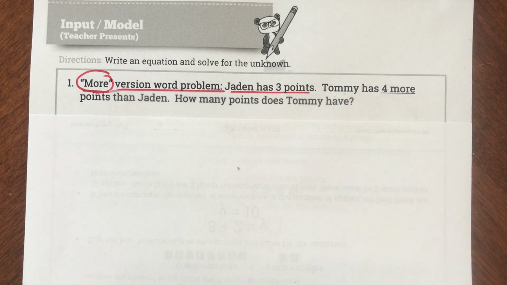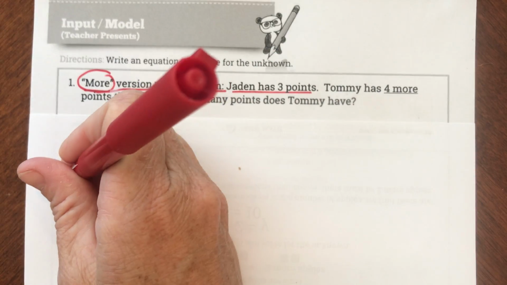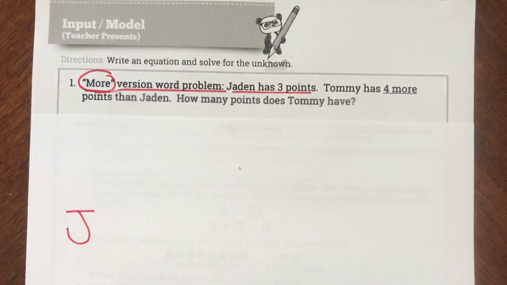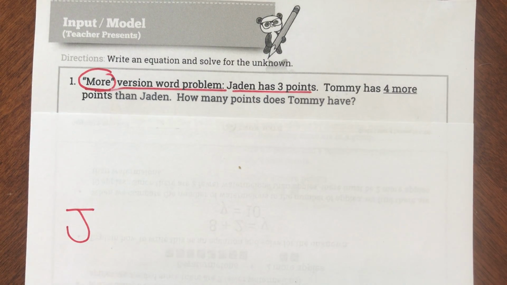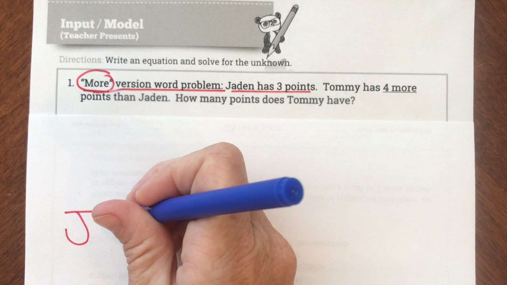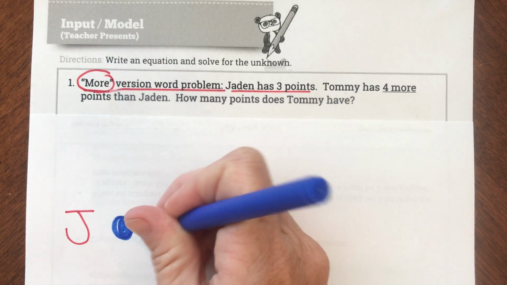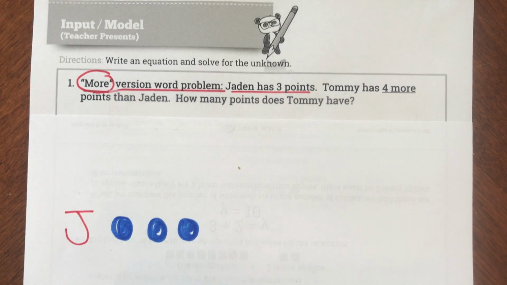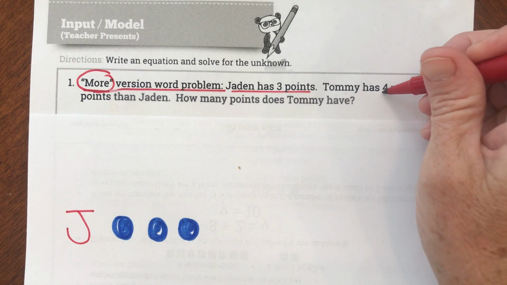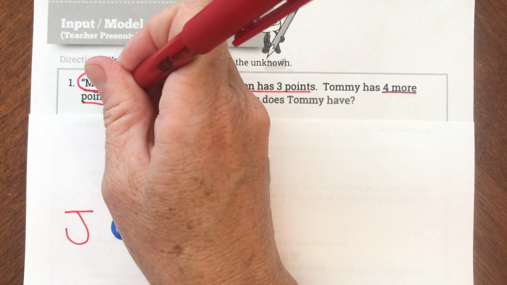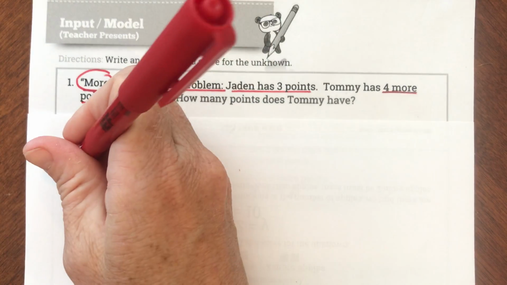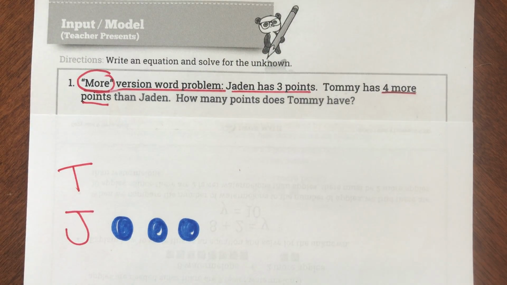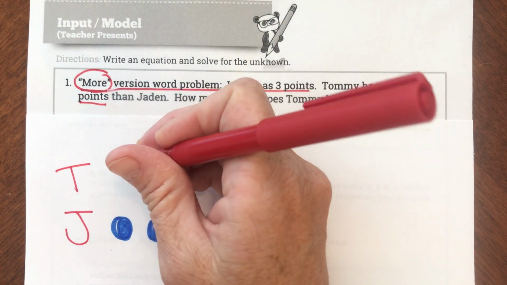So I might actually draw what Jaden has. So I'm going to do a J for Jaden. And Jaden has 3 points. I might use a different color. Jaden has 1, 2, 3 points. Okay, it says Tommy has 4 more points than Jaden. So we have Tommy, and he has 4 more than Jaden. Okay, 4 more.